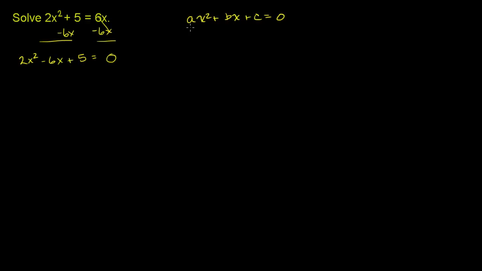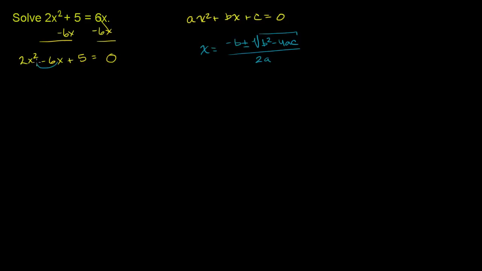And the quadratic formula tells us that if we have something in standard form like this, that the roots of it are going to be negative b plus or minus, so that gives us two roots right over there, plus or minus the square root of b squared minus 4ac over 2a. So let's apply that to this situation.